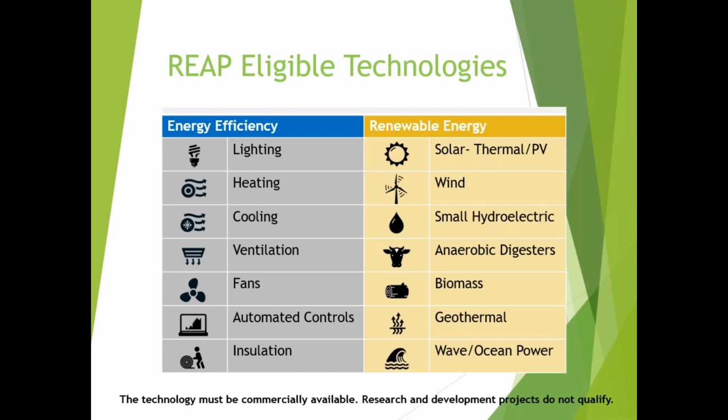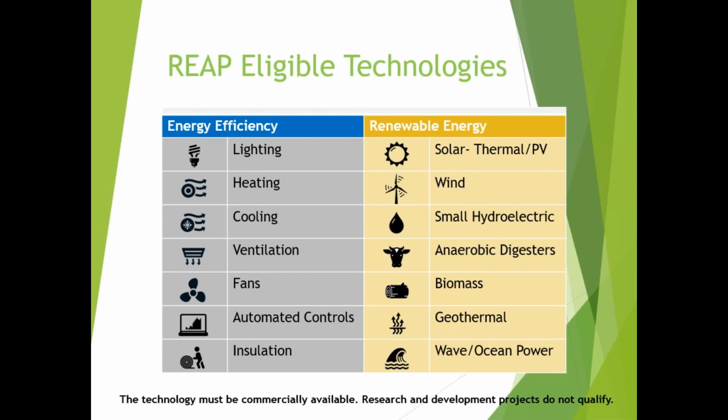All right, so what are the eligible technologies that you can apply for to REAP? On the energy efficiency side, there's lighting, heating, cooling, ventilation, fans, automated controls, insulation. And on the renewable energy side, there's solar thermal and photovoltaic. There's wind, small hydroelectric, anaerobic digesters, biomass, geothermal, wave, and ocean power. The big thing here is that the technology needs to be commercially available, and research and development projects don't qualify.